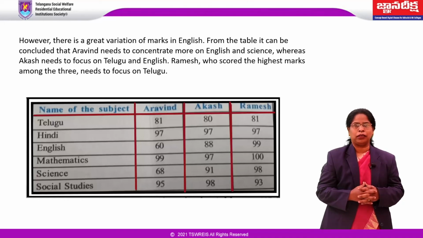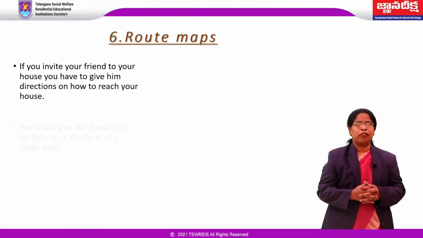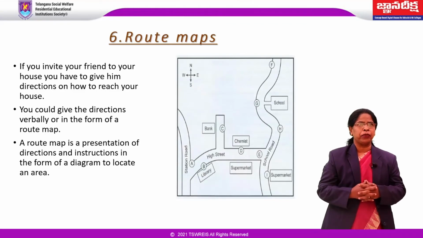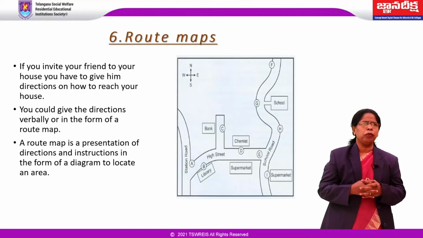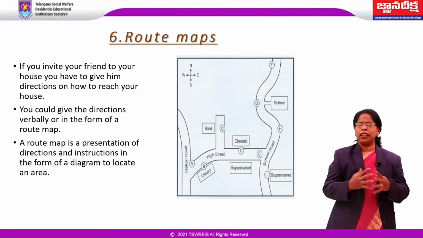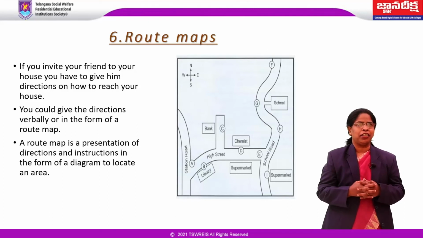The last one is the route map. You can understand from the picture how to transfer the information from this diagram. If you invite your friend to your house and you have to give him directions on how to reach your house, could you give the directions verbally or in the form of a route map? Yes, you're right. A route map is a presentation of directions, the instructions in the form of a diagram to locate an area.